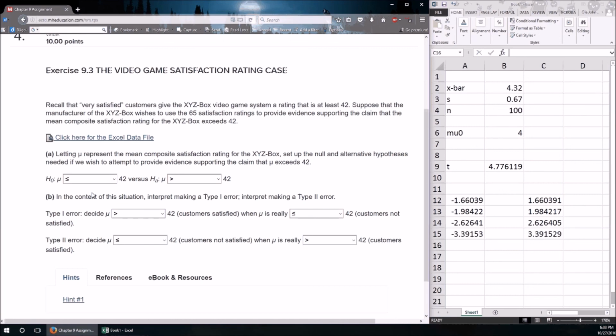I'd put that on note cards and memorize it. Type 1, conclude the alternative, but it's not the alternative. Type 2, conclude the null, but it's not the null.